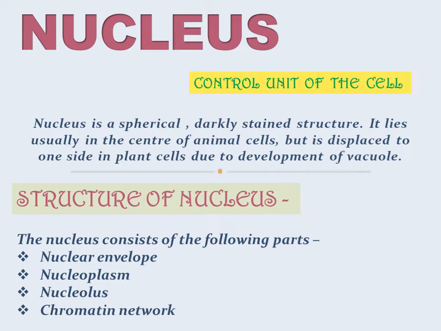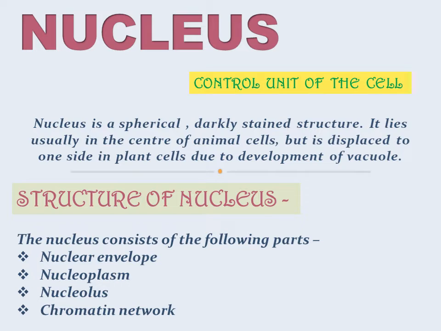Now related to its structure, if we discuss in detail, it consists of the following parts. First part is nuclear envelope. Nuclear envelope is just an envelope or covering of nucleus which prevents the exit of nuclear substances outside the nucleus, and those organelles which are present within the cytoplasm are not allowed to enter into the nucleus. Then second part is nucleoplasm. Nucleoplasm is a fluid like structure which provides a medium for those activities which are performed within the nucleus.